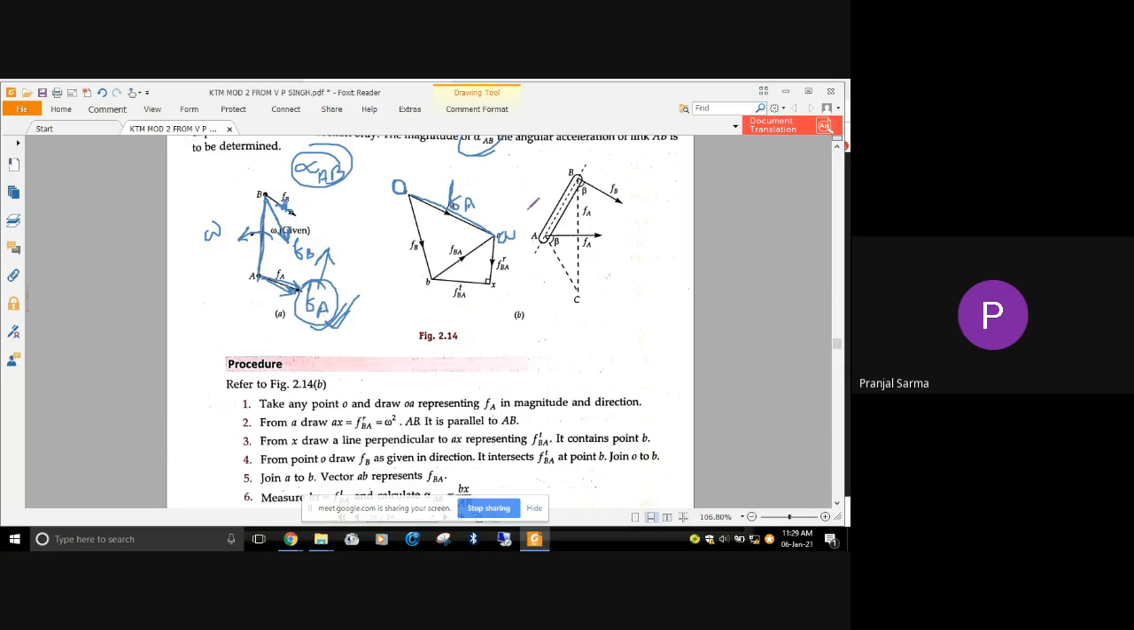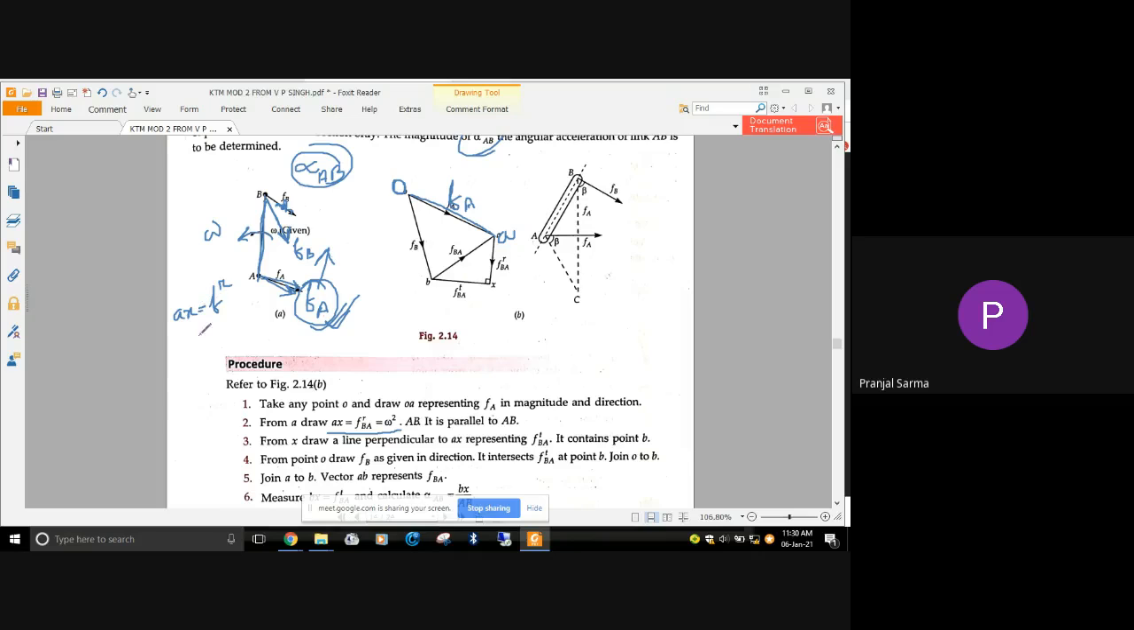Now from this point a, we are going to draw another line which will represent the radial component of B with respect to A. We are going to draw AX, and AX will be the radial component. We know that there are two components: one is the radial component, another is the tangential component. And if we know the radial component and the tangential component both, in magnitude and direction, then the total acceleration can be obtained by the vector addition of these two.